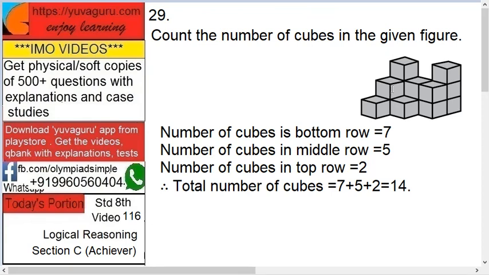Now second row. 1, 2, 3, 4. Okay, 4 you can see. But below this top one, there is one cube in the second row. So that becomes 5. And in the top, it's easy, 2. So 7 plus 5 plus 2, that is 14. So total number of cubes, 14.